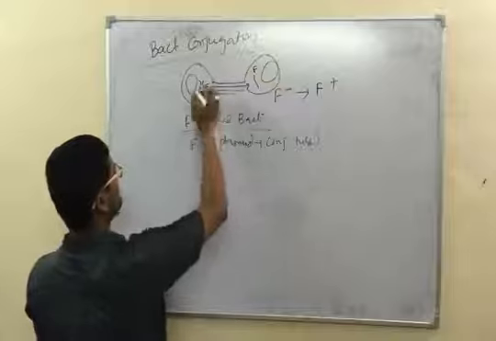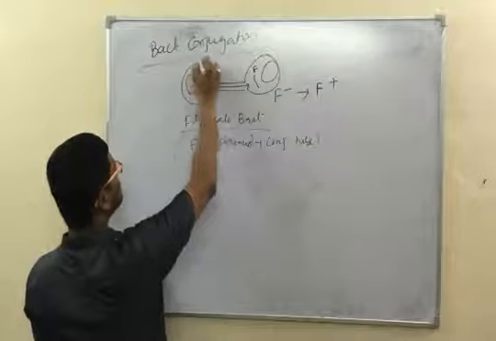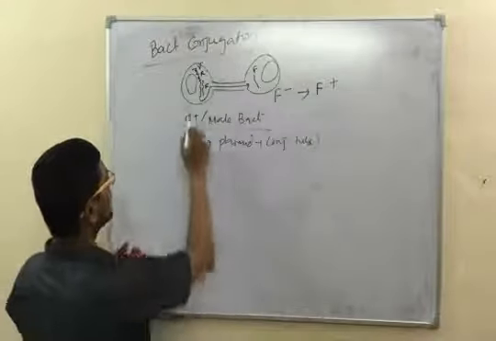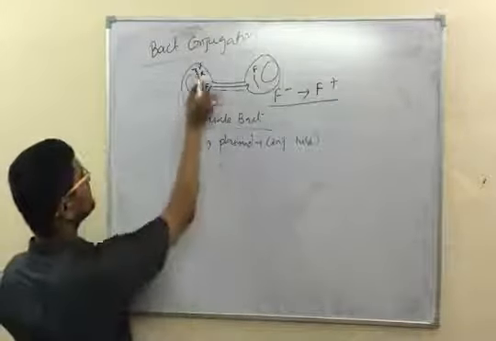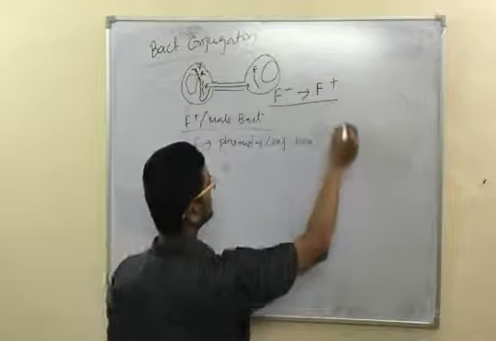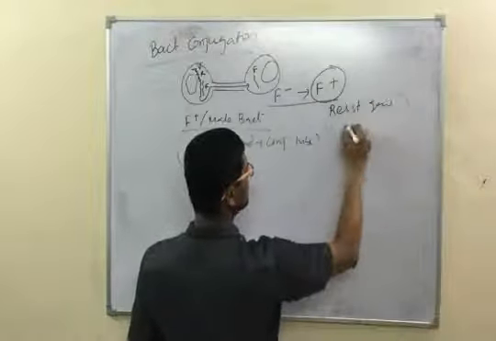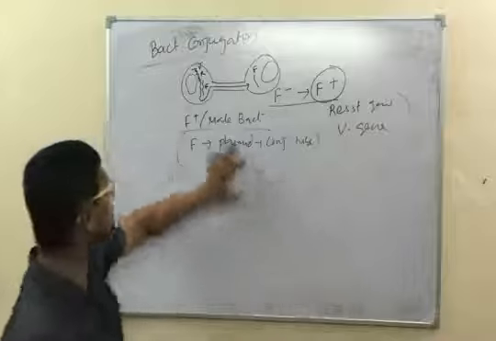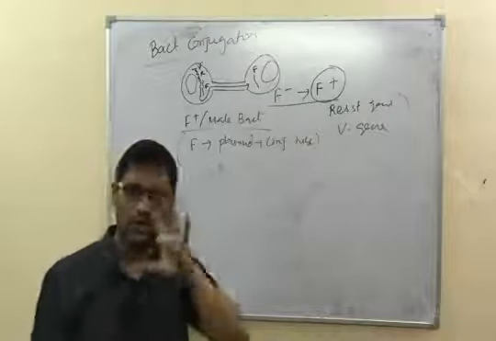And along with the F factor, certain other resistance genes or virulence genes can also go to the recipient bacterium. If only the F factor goes, then the F minus cell will become an F plus cell. Along with the F factor, if certain virulence genes or drug resistance genes go to the female bacterium, then along with attaining the F factor, it also attains the resistance genes as well as the virulence genes. So bacterial conjugation is a method by which we can transfer genes from one bacterium to another by the formation of a conjugation tube.